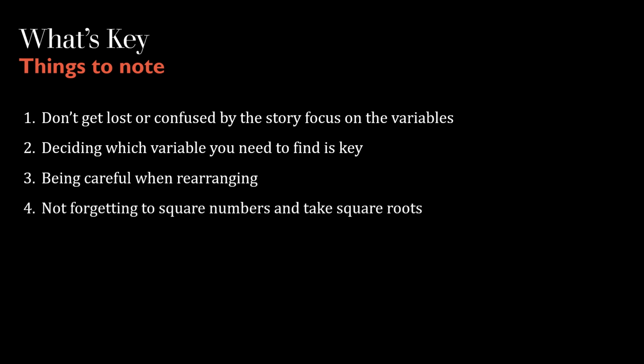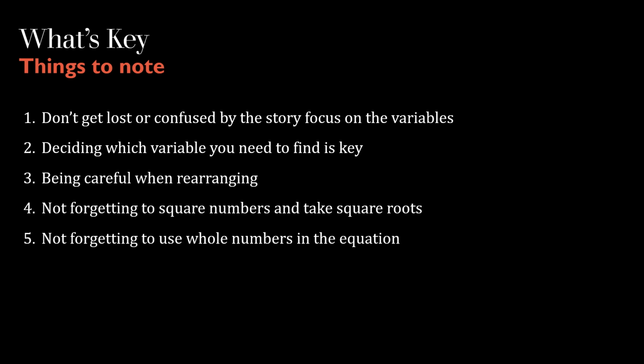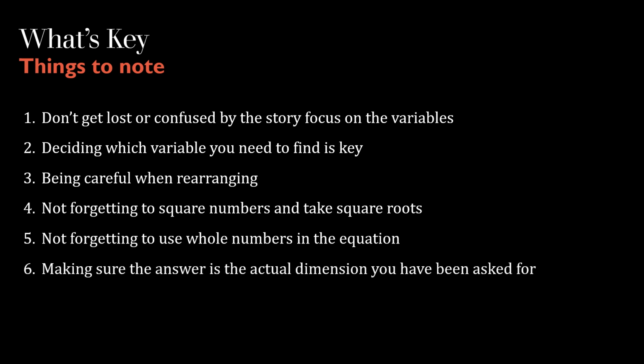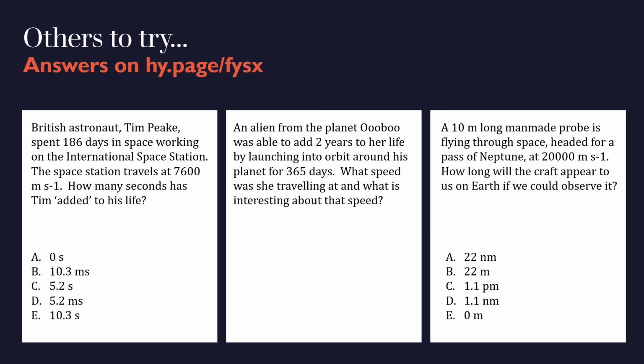Not forgetting to square numbers and take square roots is always where I fall down. I also fall down on negatives and positives, so watch for that. Don't forget to use the whole numbers in the equation. Don't do any rounding as you go. And make sure the answer is the actual dimensions you've been asked for. So just check that your units work out to be meters per second in this example.